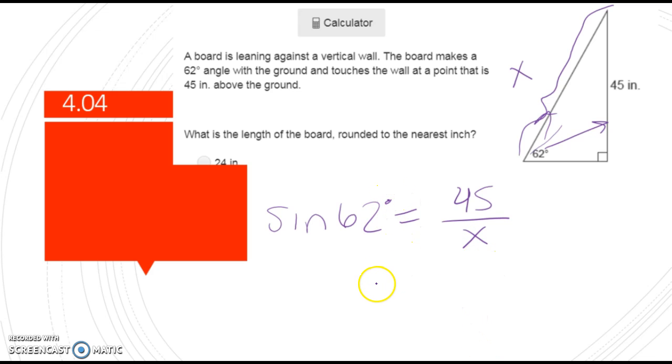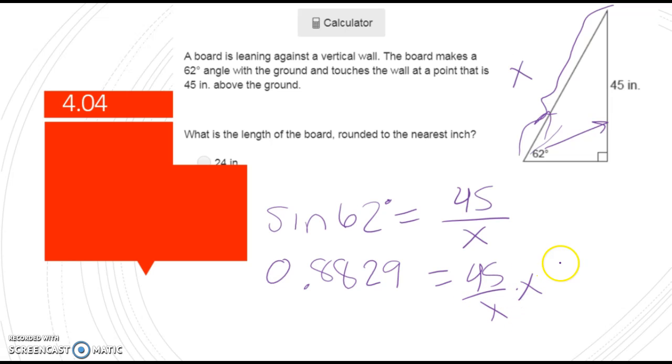You're going to just put sine of 62 degrees in your calculator, and you'll get a nice decimal for that. You'll get 0.88. Let's leave it out to 4 decimals since we're using it again in the equation. 0.8829 equals 45 over x. We're going to multiply times x on both sides to cancel it out, because we want to solve for it. We don't want it in the denominator.